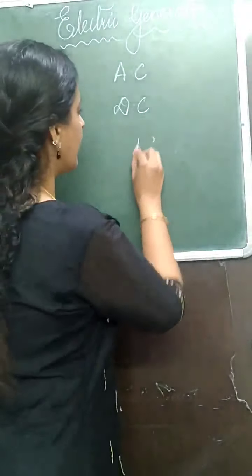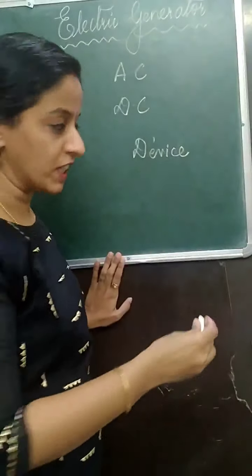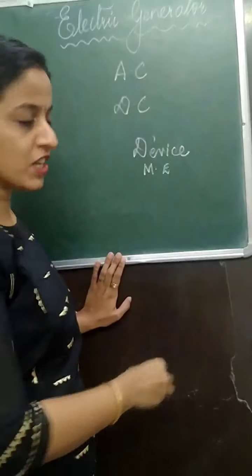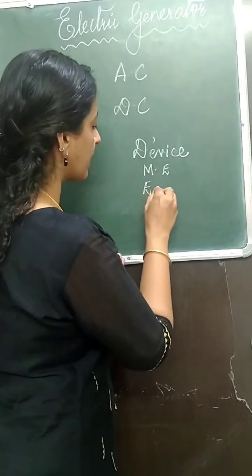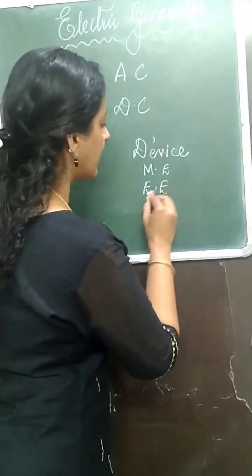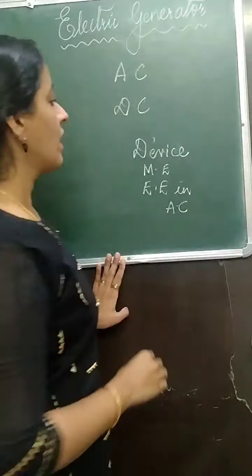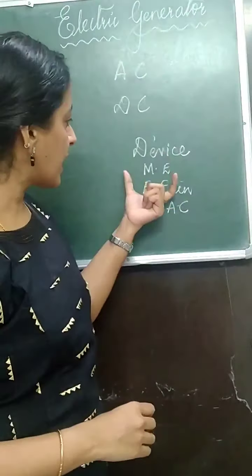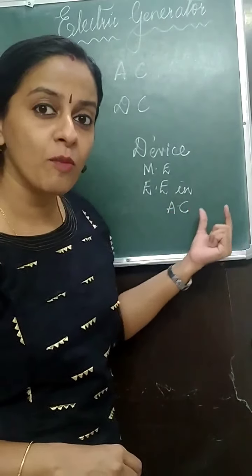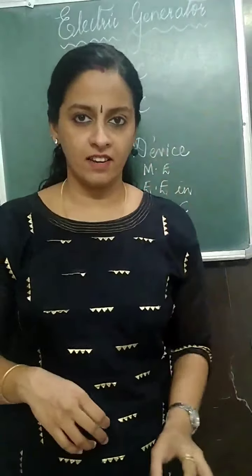Keywords I'll write: a device which converts mechanical energy into electrical energy, and that electrical energy is in the form of AC current. A device which converts mechanical energy into electrical energy and the electrical energy is in the form of alternating current is called an AC generator.